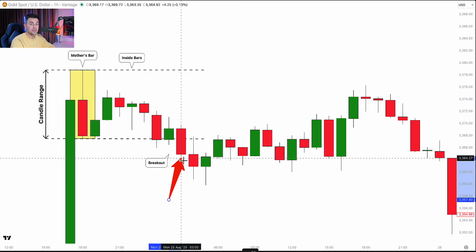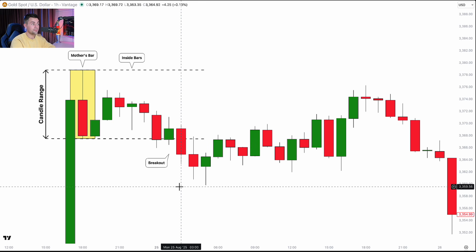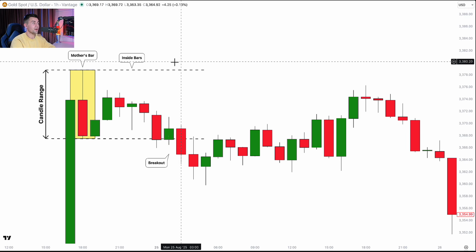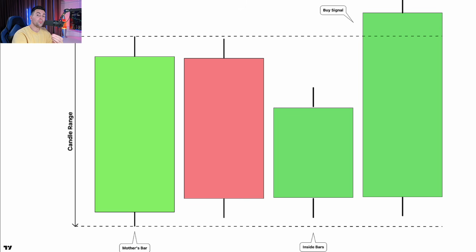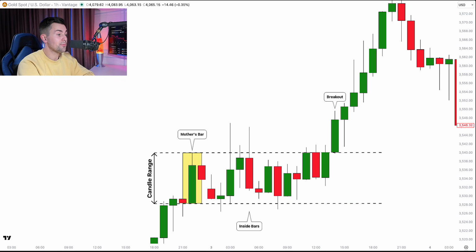The best entry for trading this candlestick pattern is to open the trade on the level of the close of a breakout candle, set your stop loss above the highs of the range of the mother's bar, and aim at the closest strong support. While a bullish breakout of the range of the mother's bar will be a strong signal to buy gold. Here we have a great example of an inside bar candlestick pattern.